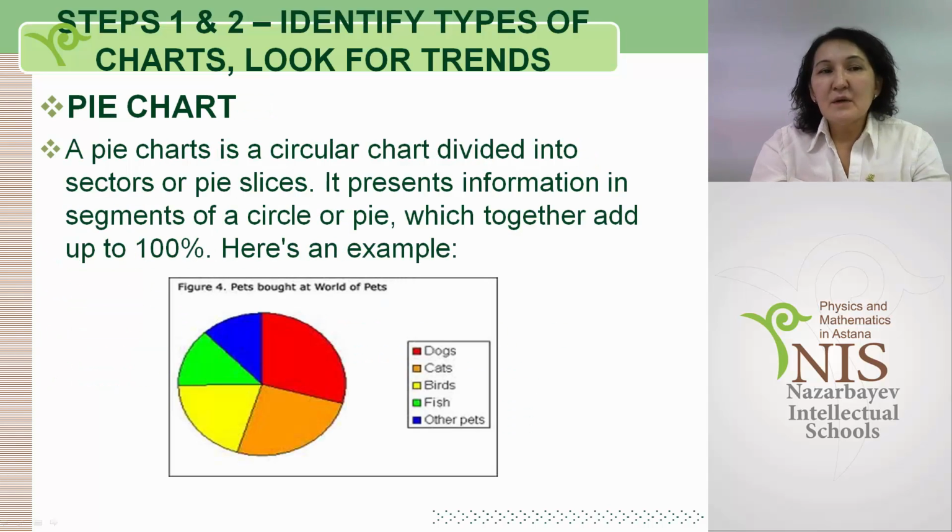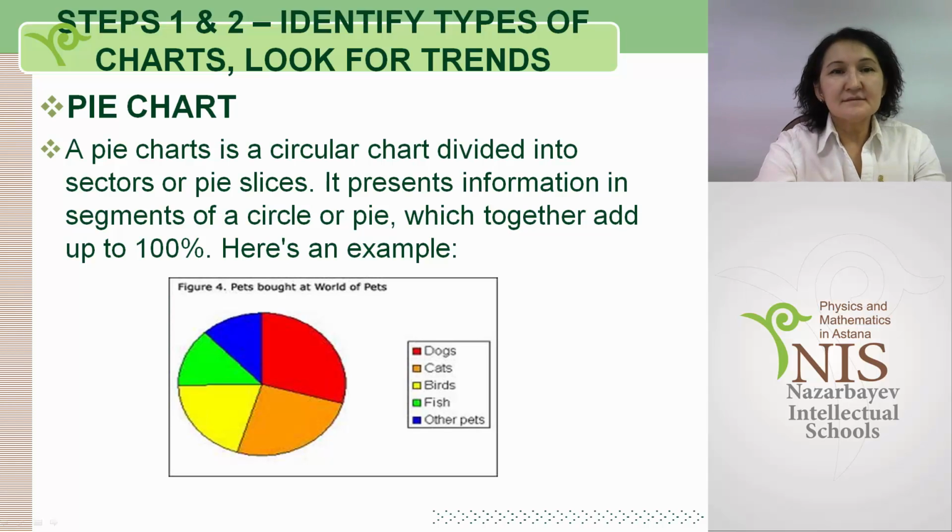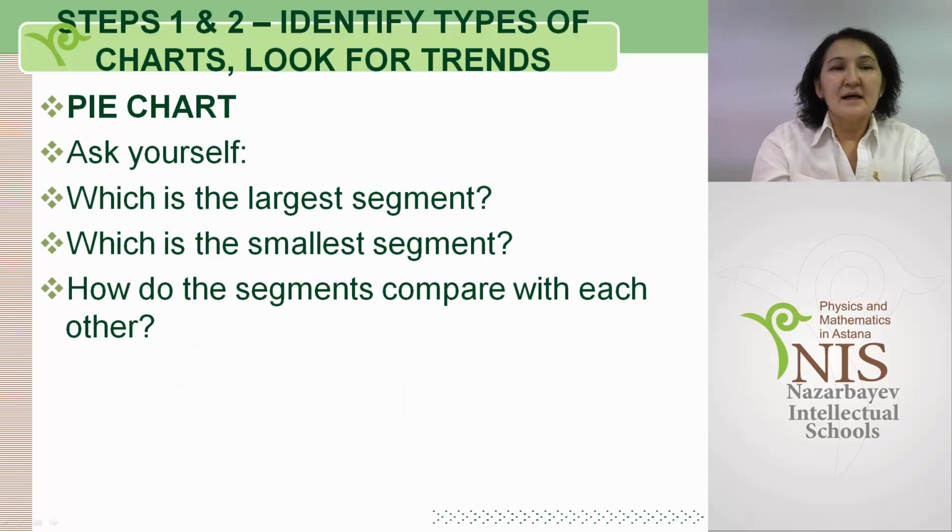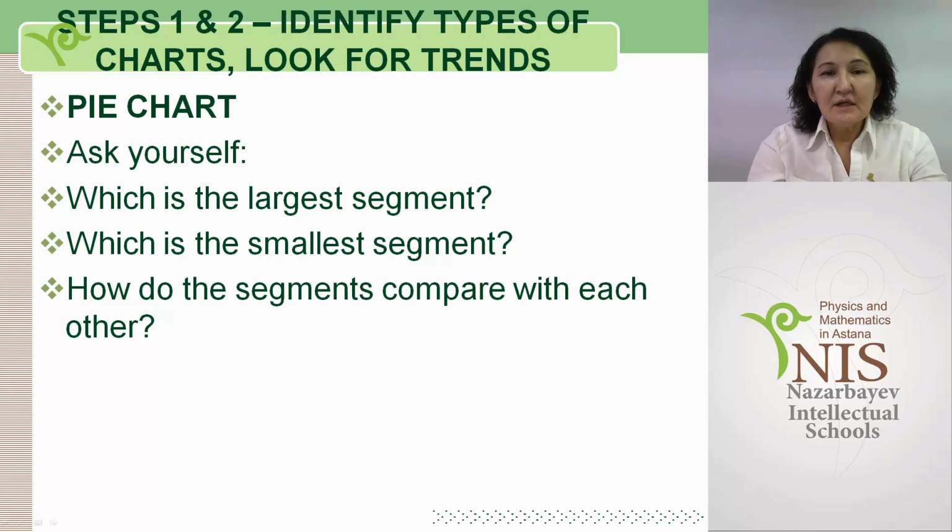And now we are talking about the pie chart. A pie chart is a circular chart divided into sectors or pie slices. It presents the information in segments of a circle or pie, which together add up to 100%. Here is an example. When you work with a pie chart, you should ask yourself the next questions. Which is the largest segment? Which is the smallest segment? How do the segments compare with each other?